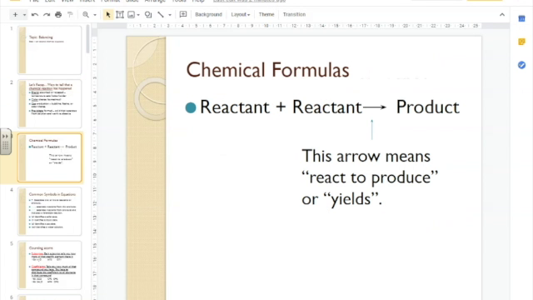So here is an example of a chemical formula. You can have a reactant and then plus another reactant, and then the arrow points towards the product. That arrow means react to produce or yield. And then, of course, it's pointing to the product. Of course, you can have more than one product. In this example, there's only one.